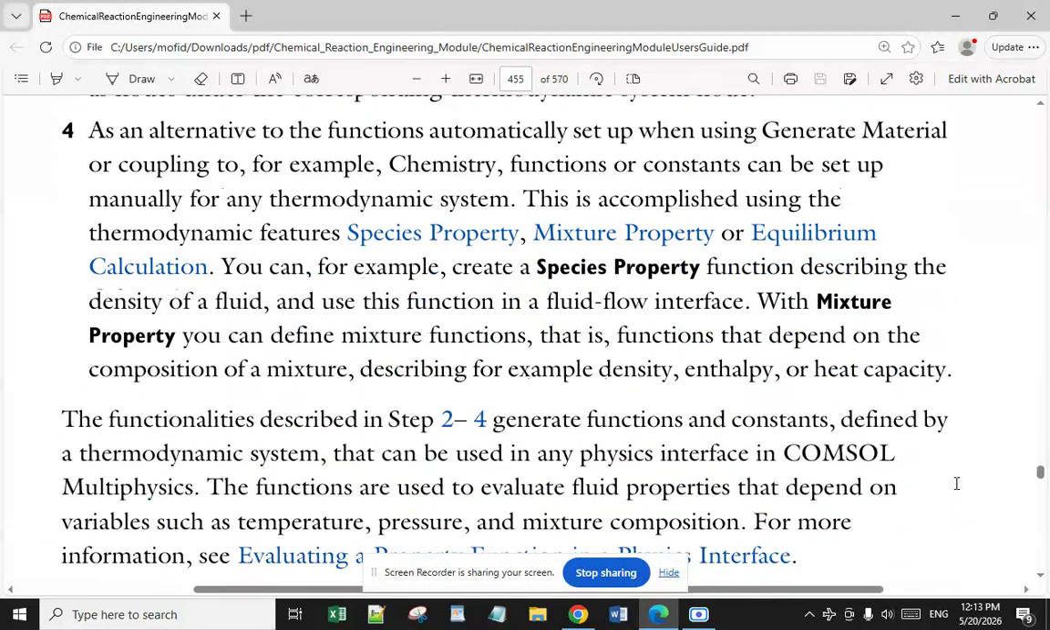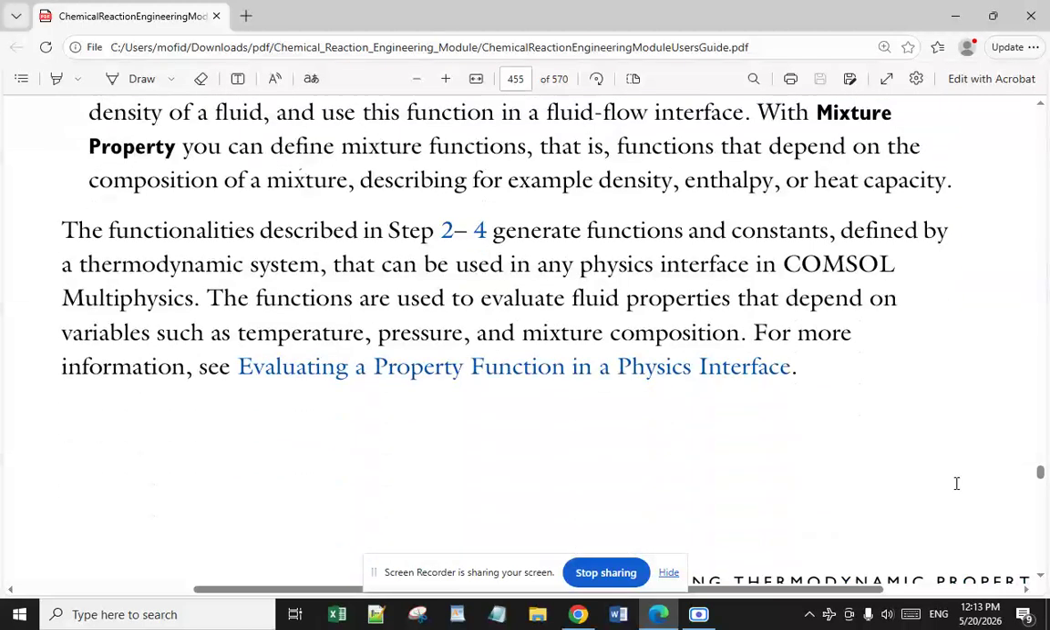Step 4. As an alternative to the functions automatically set up when using direct material coupling to, for example, chemistry, functions or constants can be set up manually for any thermodynamic system. This is accomplished using the thermodynamic features species property, mixture property, or equilibrium calculation. You can, for example, create a species property function describing the density of a fluid and use this function in a fluid flow interface. With mixture property, you can define mixture functions, that is, functions that depend on the composition of a mixture, describing, for example, density, enthalpy, or heat capacity.